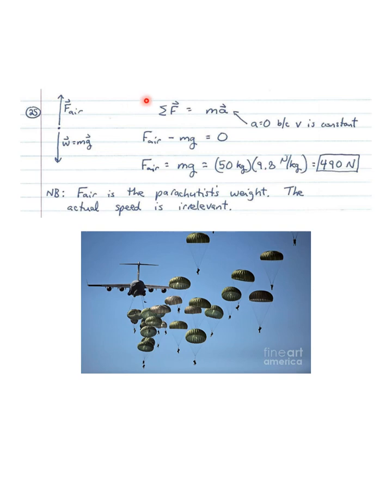The sum of the forces is mass times acceleration. It actually says a steady 40 kilometers per hour, but actually the speed is irrelevant. All that matters is the acceleration, which is 0. So we have the force of the air, which is upward, so it's positive, minus the downward weight, m times g equals 0. So we solve for force of the air equals the weight of the parachutist, 50 kilograms times 9.8, and we get 490 newtons.